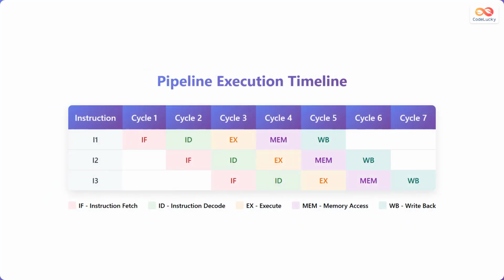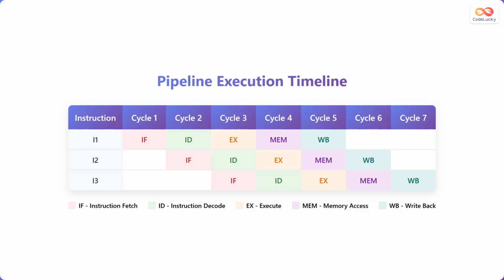To illustrate how pipelining works, let's consider an example timeline. Here we have 3 instructions I1, I2, and I3 going through a 5-stage pipeline across multiple cycles. In cycle 1, instruction I1 is in the instruction fetch stage, denoted as IF. In cycle 2, instruction I1 moves to the instruction decode stage, ID, while instruction I2 enters the instruction fetch stage, IF. By cycle 3, instruction I1 is in the execute stage, EX, instruction I2 is in the instruction decode stage, ID, and instruction I3 is in the instruction fetch stage, IF.